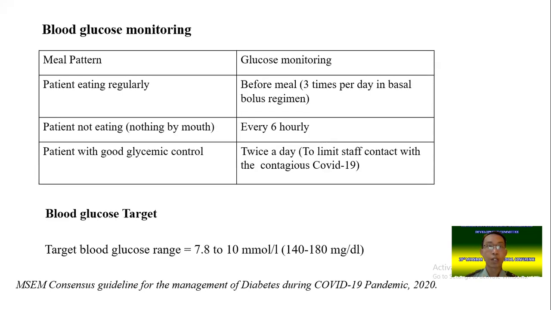This slide shows the blood glucose monitoring in a patient with COVID-19 infection. Target blood glucose is 7.8 to 10 millimole per liter, 140 to 180 milligram per deciliter.